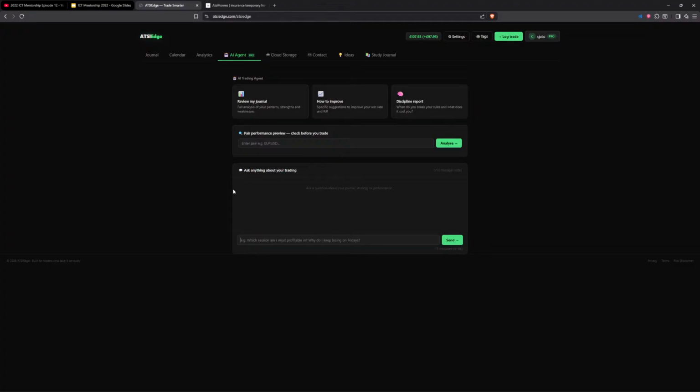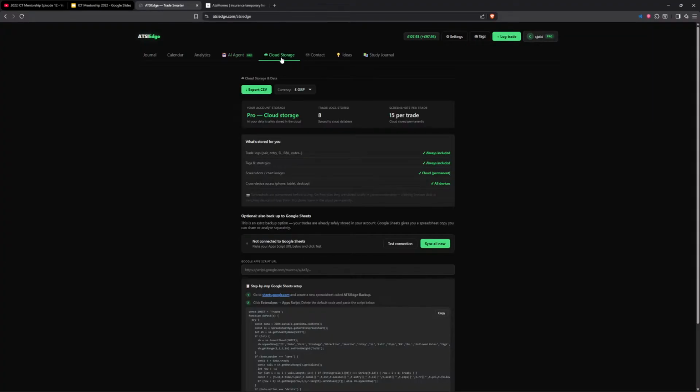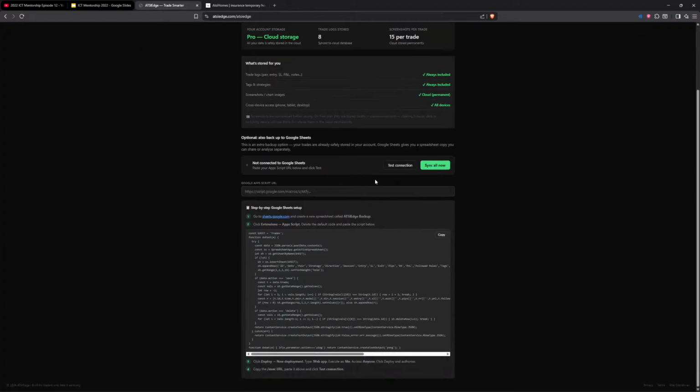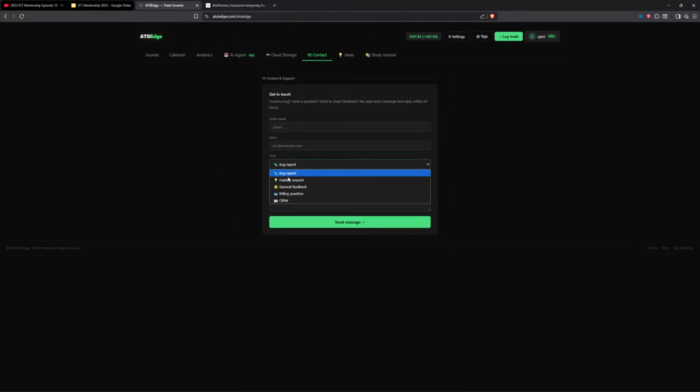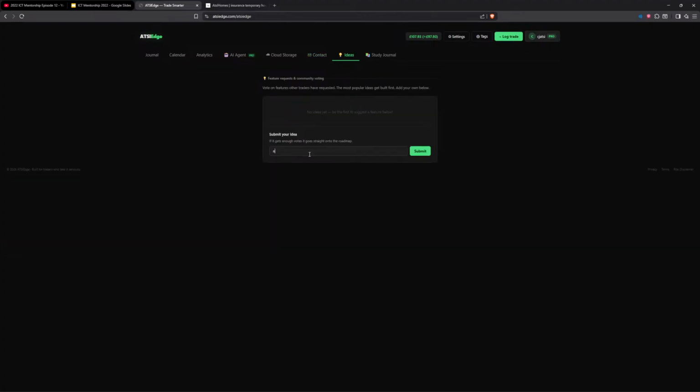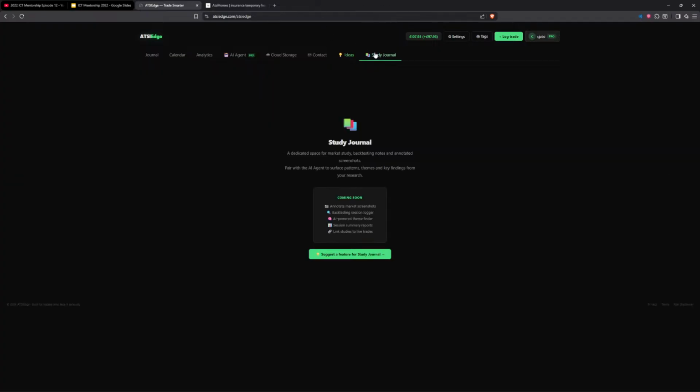And what happens is the AI agent will give you feedback on your journal. Then you have a cloud storage if you want to export it to your own document or another website. You then have an opportunity to contact me with any of these features. There's an idea section where you can submit an idea and then upvote the ones that suit you or something that you like. You then have a study journal, which is coming soon, and I'm working on that.